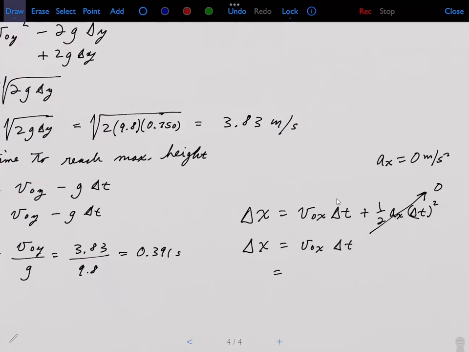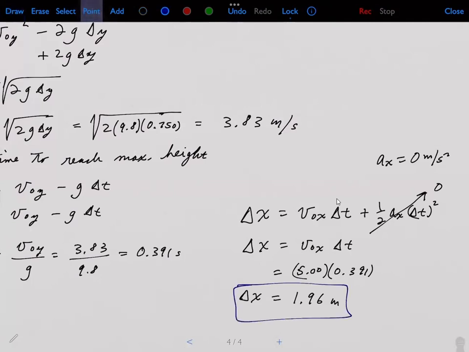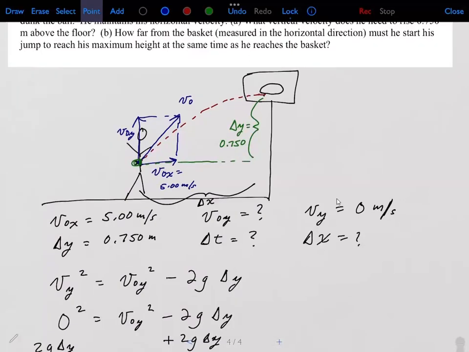So in this case, the v naught x was 5, and the time that they're in the air is 0.391. So that means delta x is going to be about 1.96 meters. So horizontally, if I go back to the picture here, that's how far they've traveled. From when they left the ground, their center of mass traveled horizontally 1.96 meters until they're at the basket.